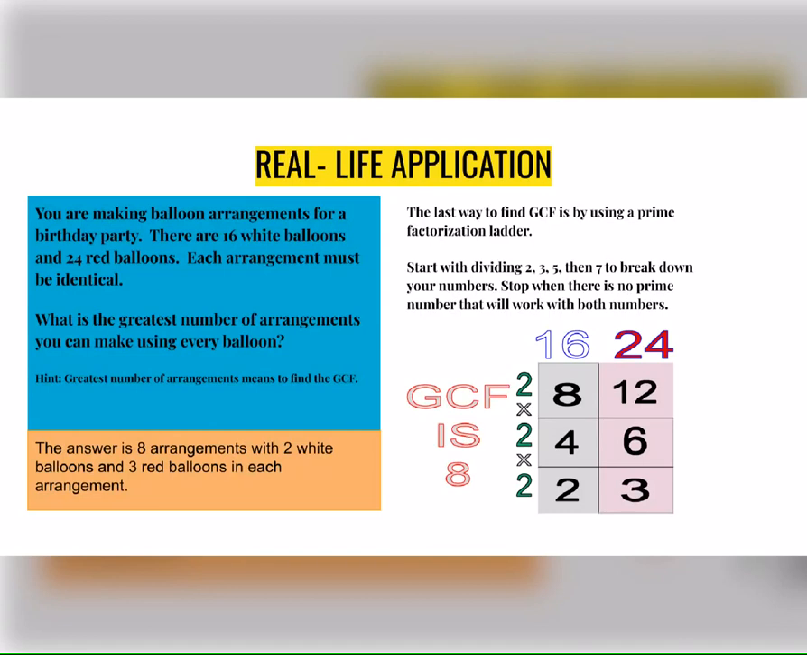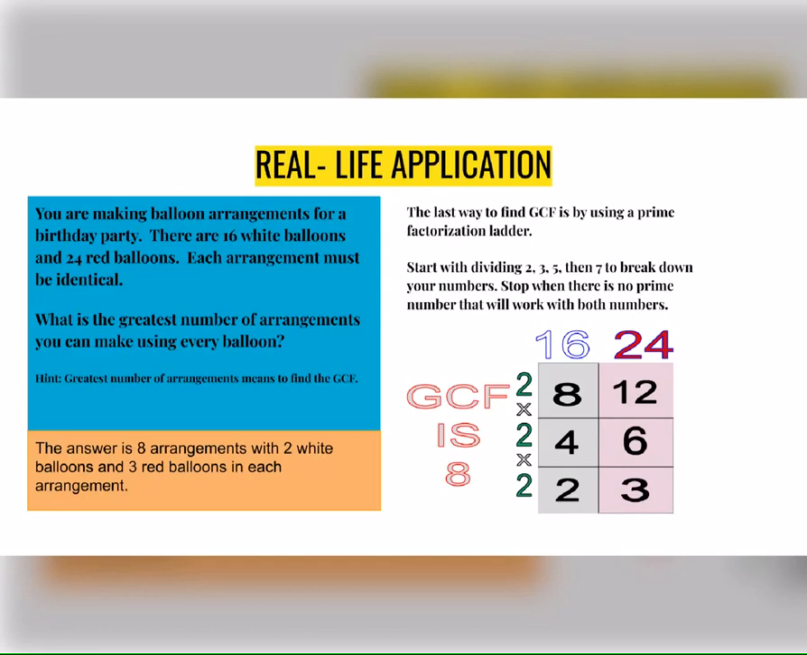You are making balloon arrangements for a birthday party. There are 16 white balloons and 24 red balloons. Each arrangement must be identical. What is the greatest number of arrangements you can make using every balloon? And they give us a hint. Greatest number arrangements means greatest common factor.